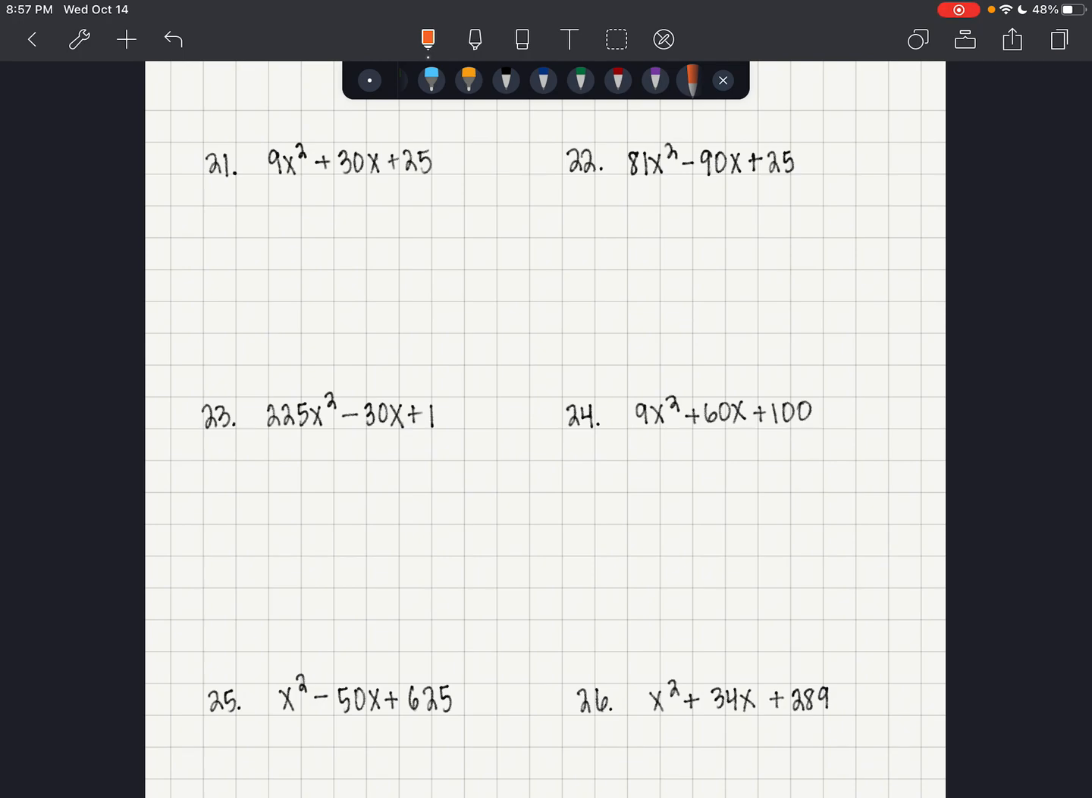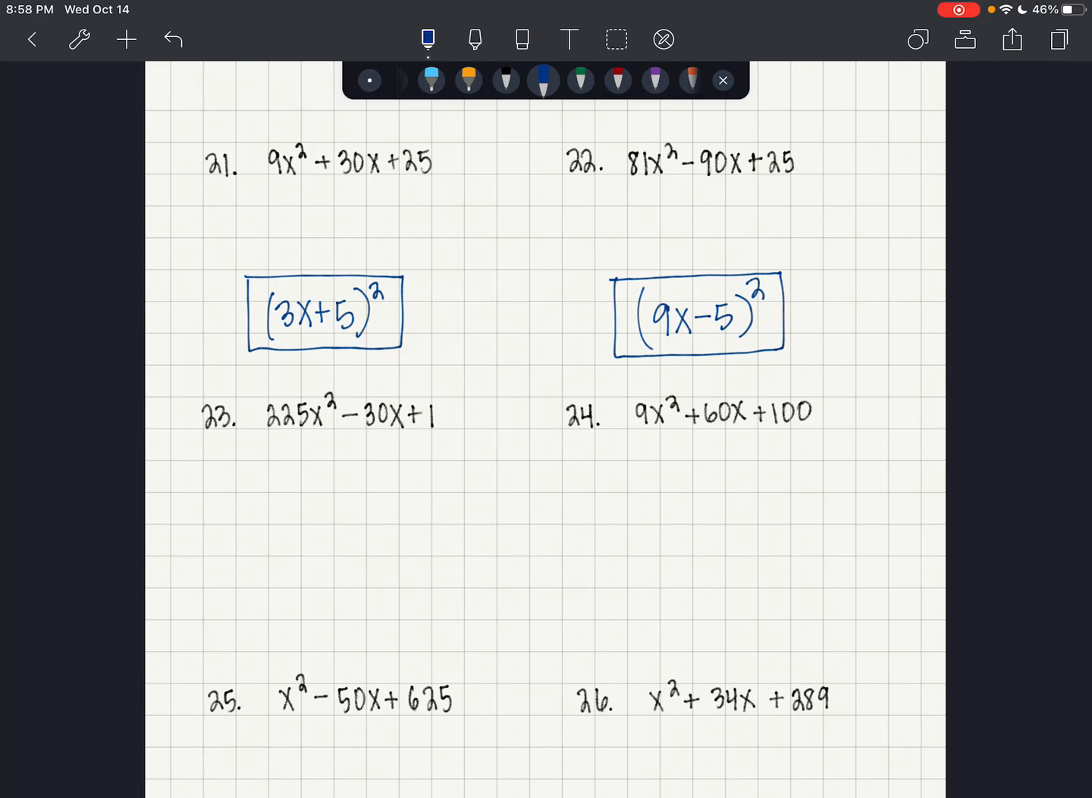Okay, here's 21 through 26. You try these. You try them and then come back and let's check the answers. Make sure you are showing all of your work. Okay, welcome back. Hopefully you've checked this. Now I'm going to do a quick answer so you can check your answer. 3x plus 5 quantity squared. Next one is 9x minus 5 quantity squared.